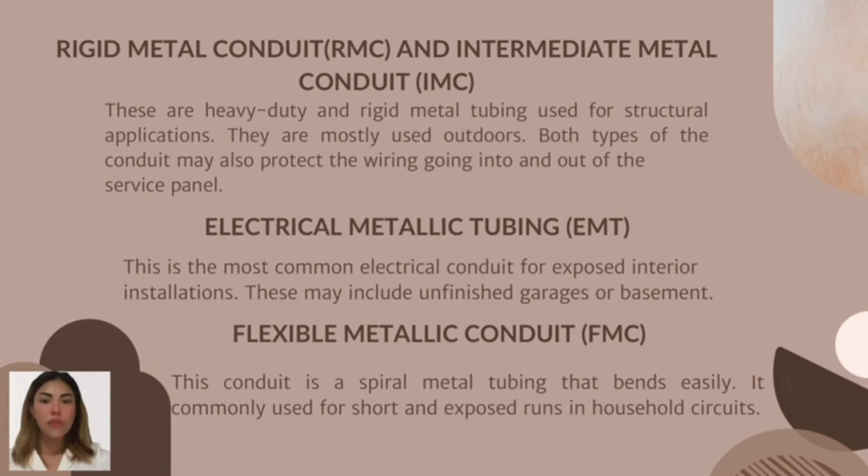Here are the types of conduit. Rigid metal conduit, RMC, and intermediate metal conduit, IMC. These are heavy-duty and rigid metal tubing used for structural applications. They are mostly used outdoors. Both types of conduit may also protect the wiring going into and out of the service panel. RMC and IMC can be used interchangeably, but RMC requires pipe fittings, and IMC is more common as it is lighter and easier to work with.